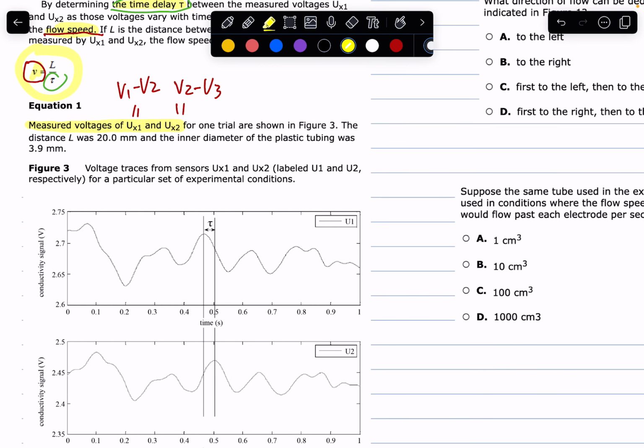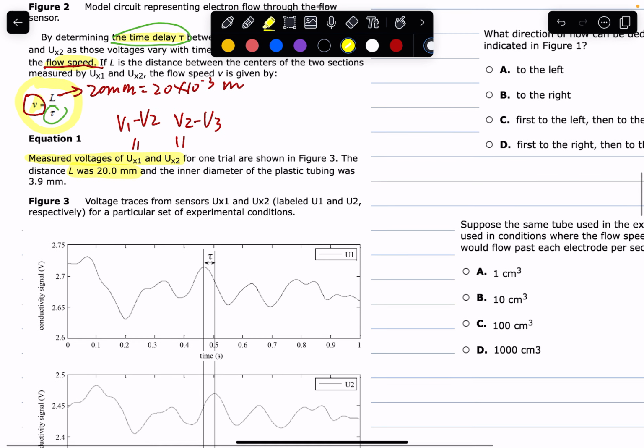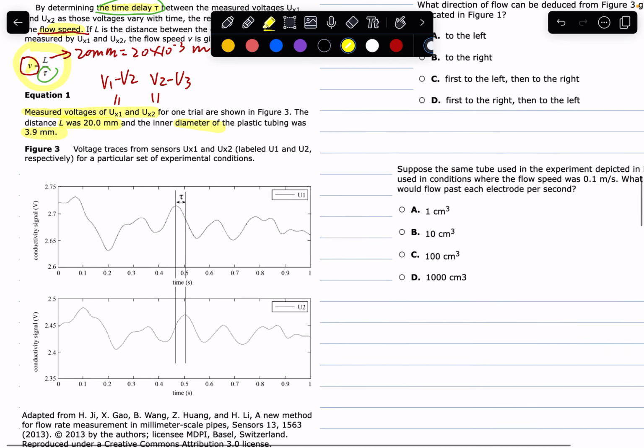Okay, the distance L, perfect. Distance L is 20 millimeters, okay? So if I were to calculate flow speed, I know L is 20 millimeters, equal to 20 times 10 to the negative 3 meters, right? Okay, and the inner diameter of the plastic tubing was 3.9 millimeters, okay? Diameter 3.9. Okay, so now this is figure 3.